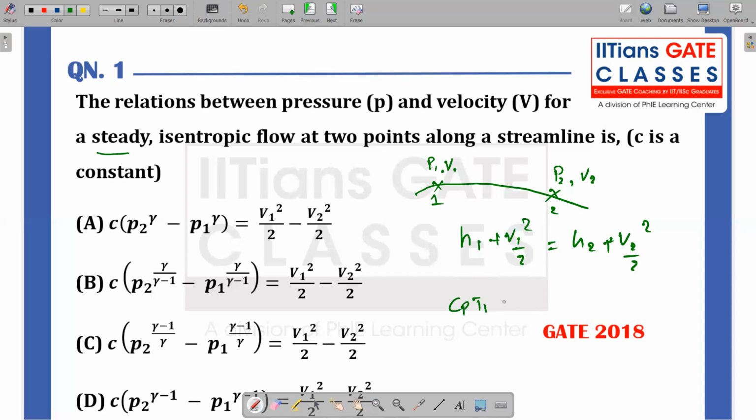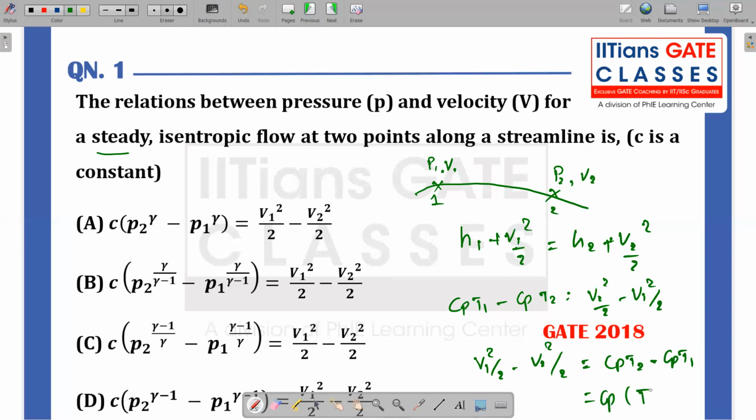CpT1 minus CpT2 equal to V2 square by 2 minus V1 square by 2. Or I can also write it the other way, that is V1 square by 2 minus V2 square by 2 equal to CpT2 minus CpT1, right? Because I want the V1 square by 2 and V2 square by 2 form, that is given in all the options. So if I take Cp constant, that leaves me T2 minus T1, right?